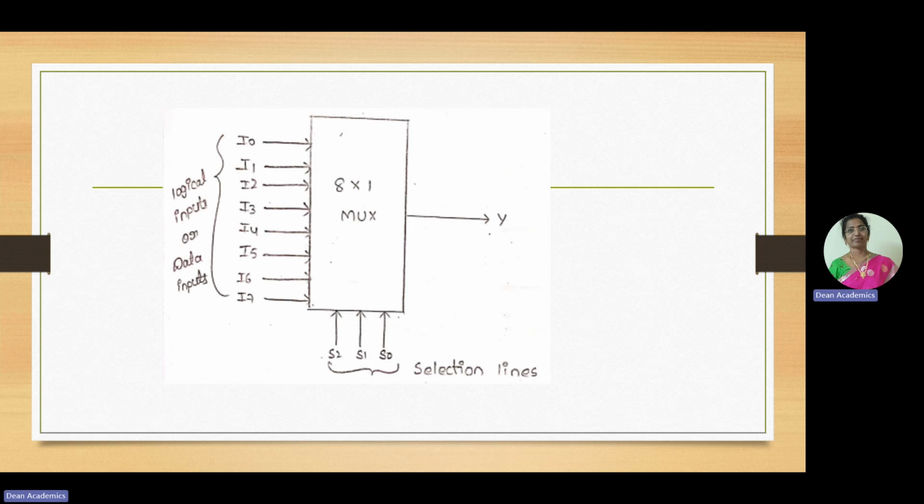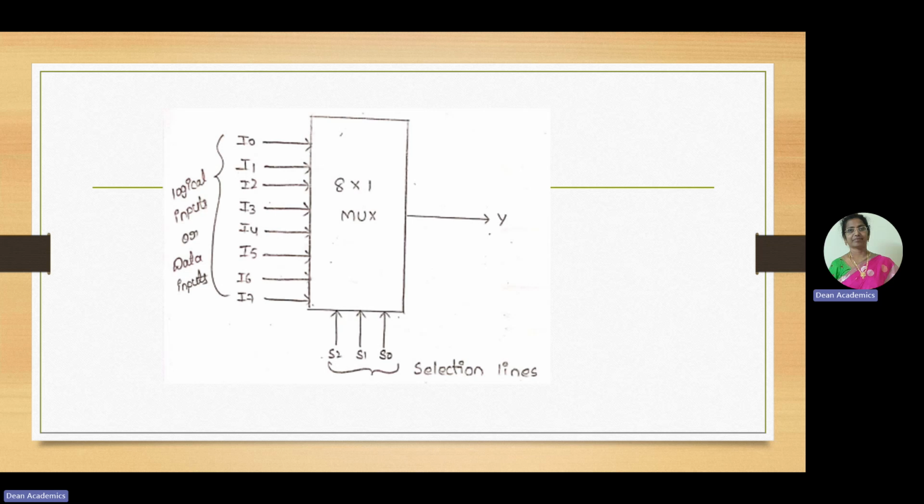There are 8 inputs, that means 2 power 3 inputs are there, 2 power n input lines, and it requires n number of select lines. Therefore 2 power 3 is 8, so 3 select lines are required here, n equal to 3. So out of 8 inputs, one input will be connected to the output based on the status of select lines. This is a multiplexer. It is also called as many to 1. We can have 4 to 1, 2 to 1, 16 to 1, like that.